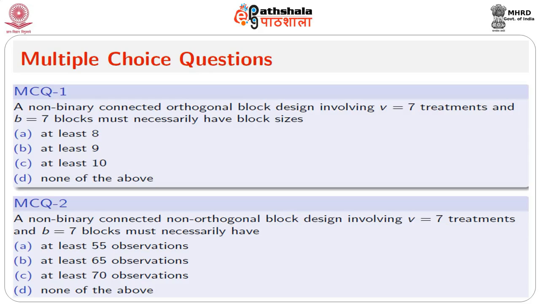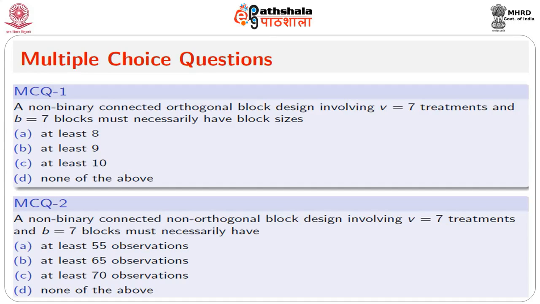Suppose I decide on the treatment replications in the first block. There are 7 treatments. I decide on the treatment replications as 1, 1, 1, 1, 1, 1, 2. So for 6 of them it is all 1, the last one is 2. Therefore the total number is 8.